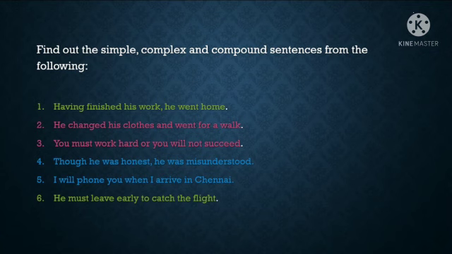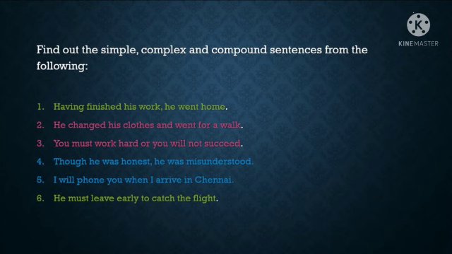See the next thing. You must work hard or you will not succeed. See the first clause. You must work hard. We have a complete meaning. You will not succeed. We have a complete meaning. So both these things are main clauses joined with the coordinating conjunction or. So this is also a compound sentence.